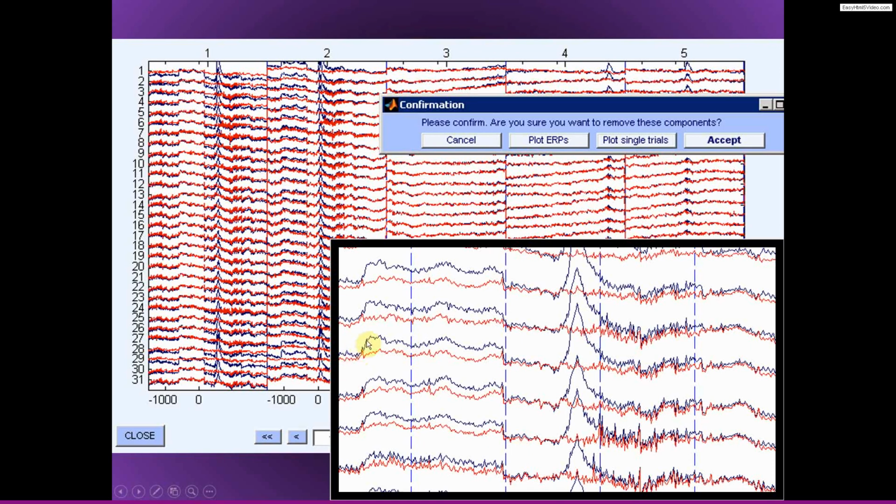You see that this really low frequency drift is removed. But if you look at the higher frequency dynamics, they are not identical, of course, but they're very, very similar before and after removing the component.